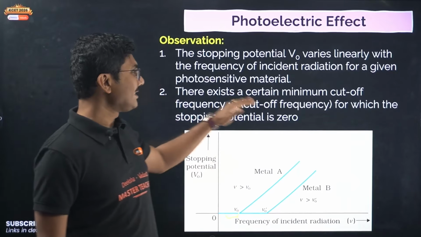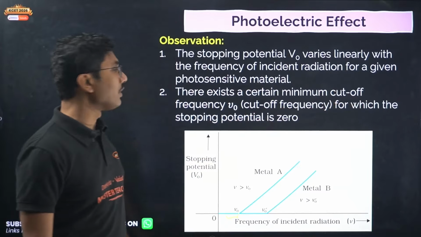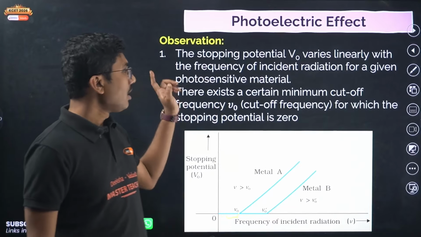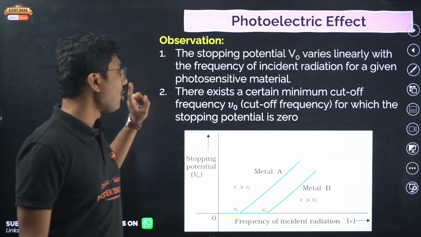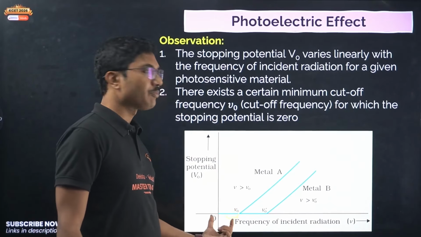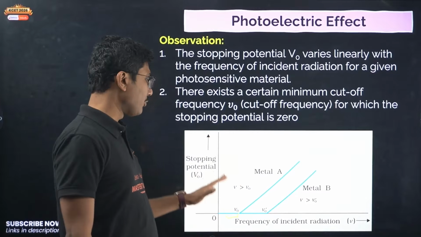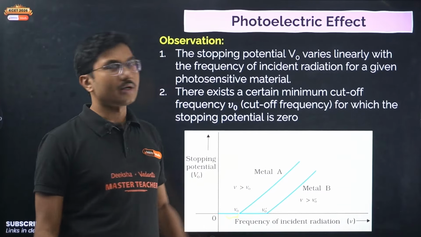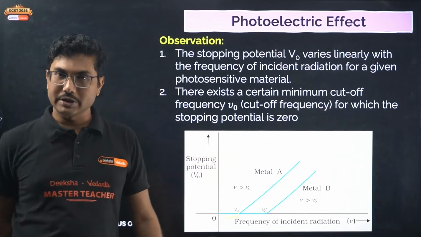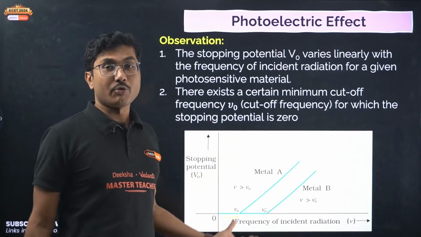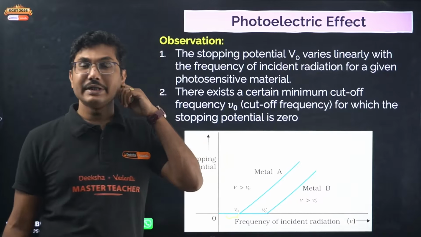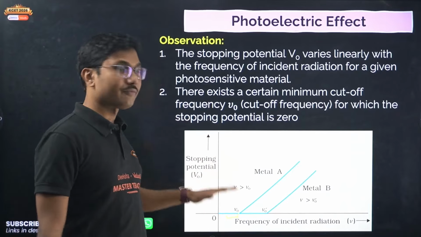There exists a certain minimum cutoff frequency nu0 for which the stopping potential is 0. So this is the starting point. This is the minimum frequency for which the stopping potential is 0, and as you move the frequency upwards, the stopping potential, the cutoff potential, also increases. Very important thing: it is not 0 at zero frequency.